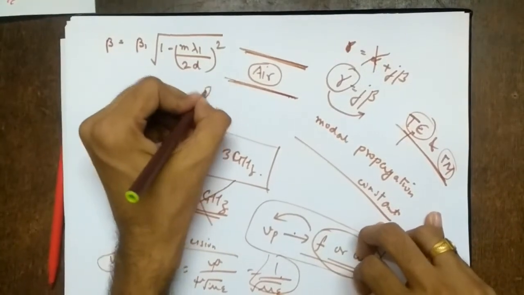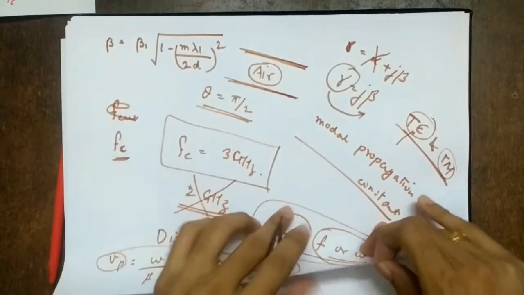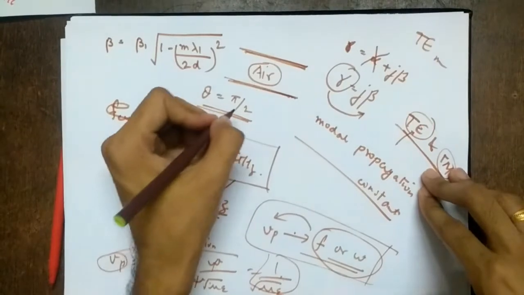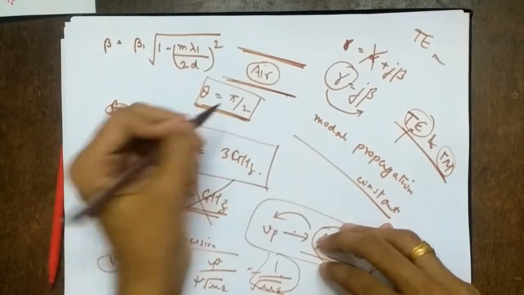Apart from this, we also discussed that a wave cannot be launched at theta equal to pi by 2. Why? Because in TE mode we saw that m equal to 0, if you substitute there, corresponds to theta equal to pi by 2. So a wave cannot be launched at perpendicular angles. Okay, so this is what we studied in the last lecture.